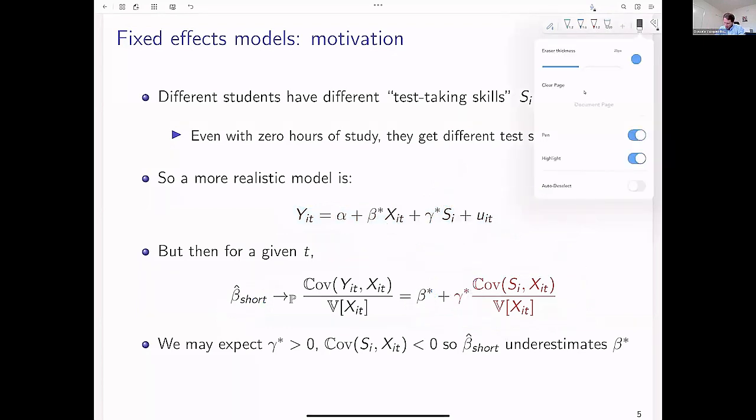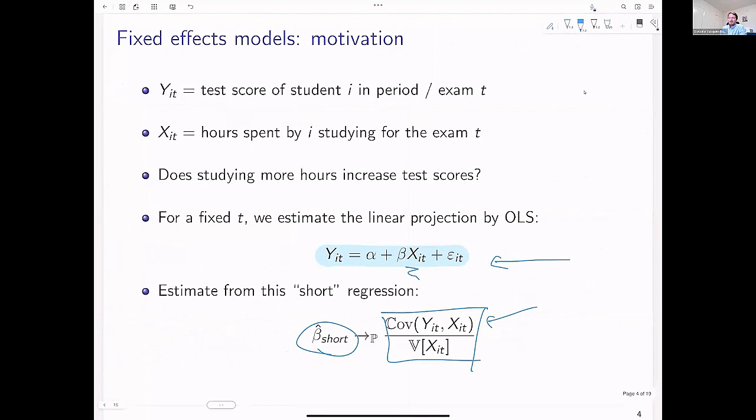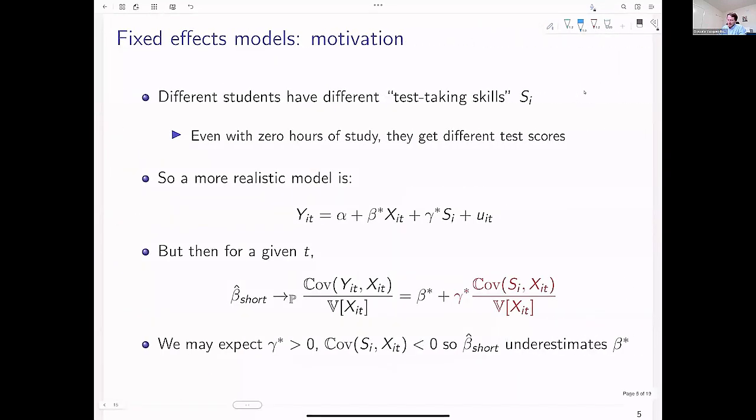So let me again clean this. Okay, and so now we can think, remember I said maybe you estimate this short regression here and you get a beta hat that is close to 0. That's a little bit surprising for you because you thought that more hours of study would result in a higher test score. But actually now we see, well, maybe that's because beta hat is not estimating beta star. It's estimating beta star plus the omitted variable bias.